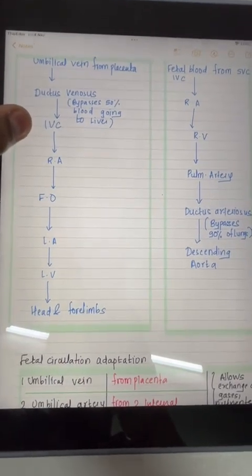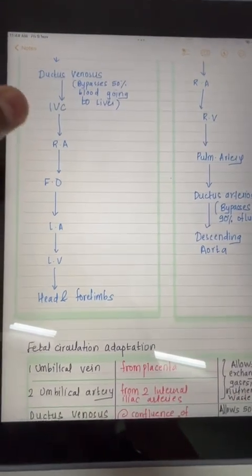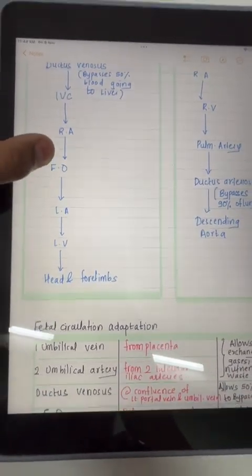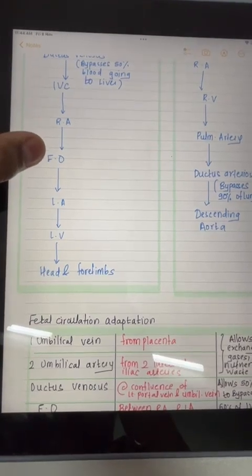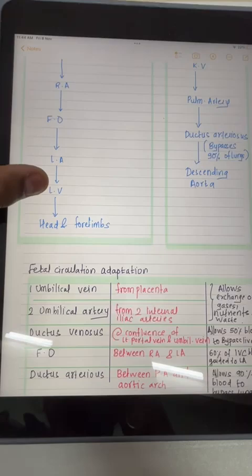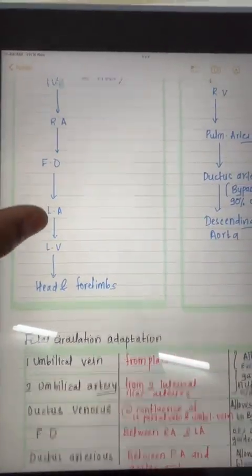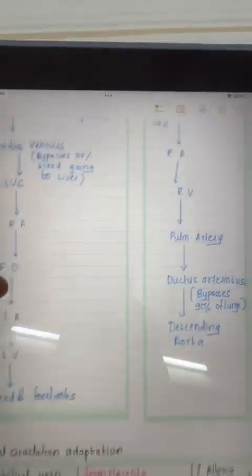Then from the IVC the blood goes to the right atrium. From the right atrium to the foramen ovale, it is guided by the crista terminalis to the left atrium. From the left atrium it goes to the left ventricle, and from the left ventricle it is supplied to the head and forelimbs.